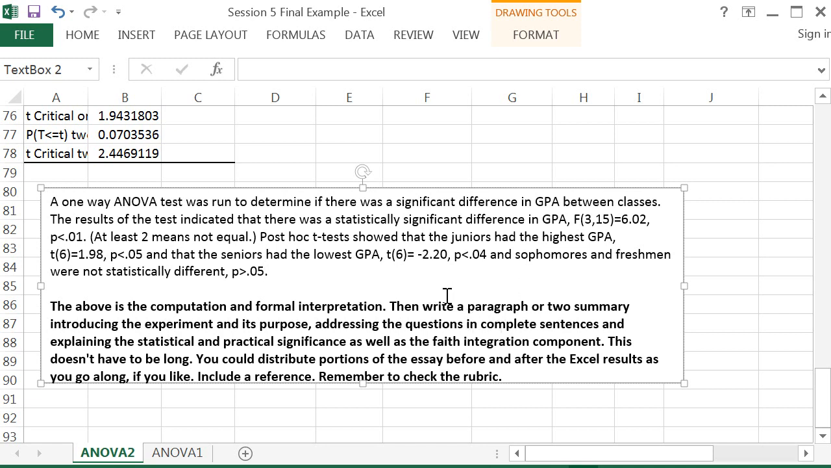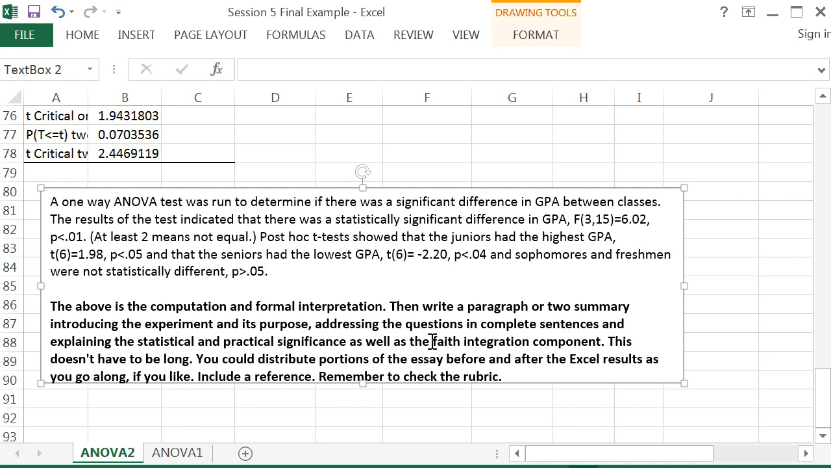And you'd like to write a paragraph or two summary that's going to introduce your experiment, talk about the purpose, check the rubric, and then address all the questions in complete sentences explaining what things mean, statistical as well as practical significance. So, for example, statistical significance here was F of 3, 15 was 6.02, p less than 0.01. The practical significance there was that at least two of the means are not equal to each other. So at least two of the GPAs are not equal. So what does it mean in real life?